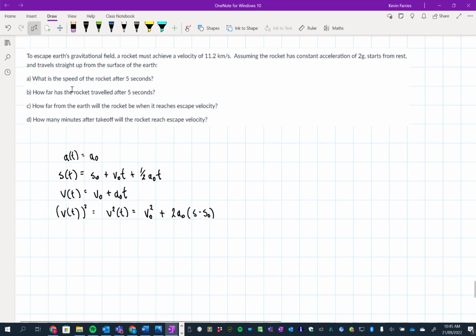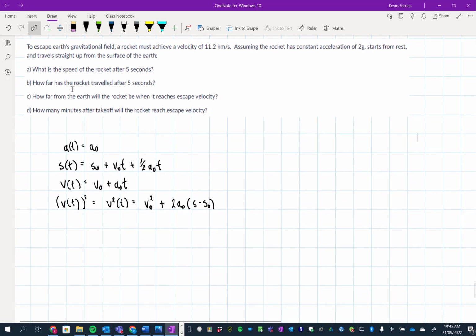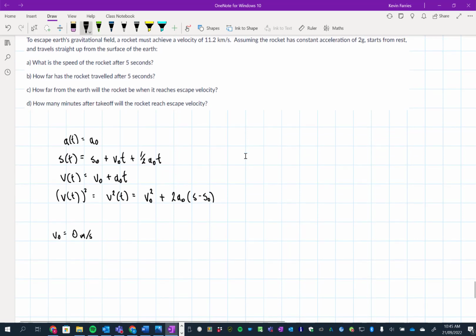So what we need to do is figure out what we know first. The rocket starts from rest. This is just general information. So what we know first is that V0, the initial velocity, is equal to 0 meters per second. And so all these V0s are just going to be 0. Then what else do we know? We're going to take our displacement relative to where the rocket starts from. So we'll also have S0 equal to 0 meters. We're just going to assume that where it starts from is 0 displacement.